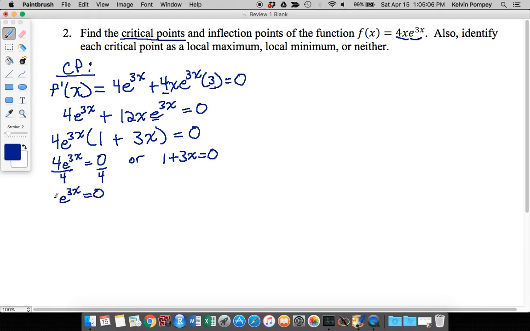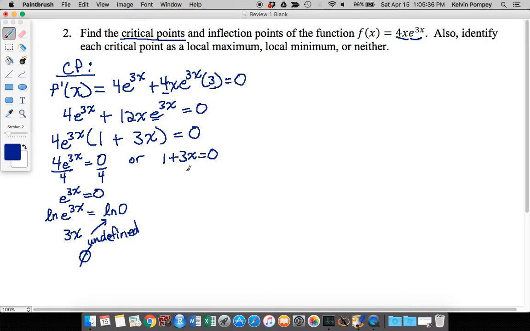What I would do now is take the natural log of both sides because I don't want x to be in that exponent. But notice, the natural log and e cancel, but ln of 0 is undefined. If you put it in your calculator, you're going to get a domain error. 0 is not in the domain, right? So there is no solution to this equation, e to the 3x equals 0 or 4e to the 3x equals 0. So I'm not going to get a part of my solution there.